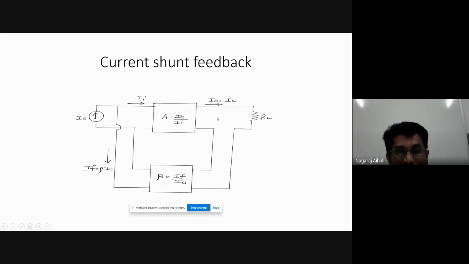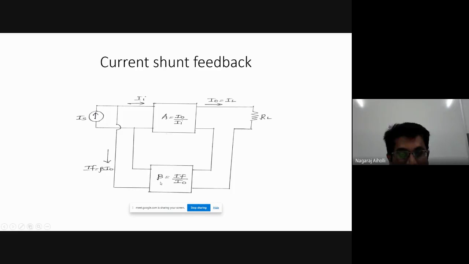In the current shunt feedback, output is I naught, input is Ii. A is equal to I naught by Ii is the gain of the amplifier without feedback. Then with feedback, A is equal to I naught by Is. Output is I naught, and input is Is. So I naught by Is is the gain of the amplifier with feedback.